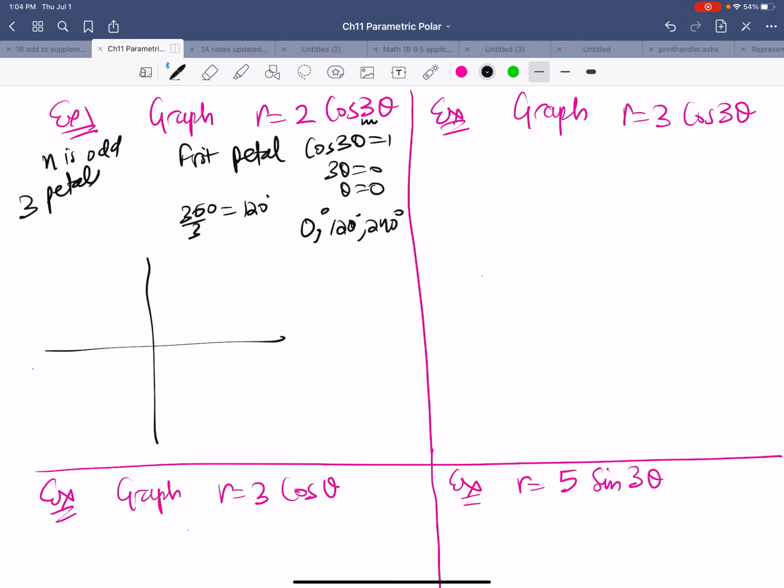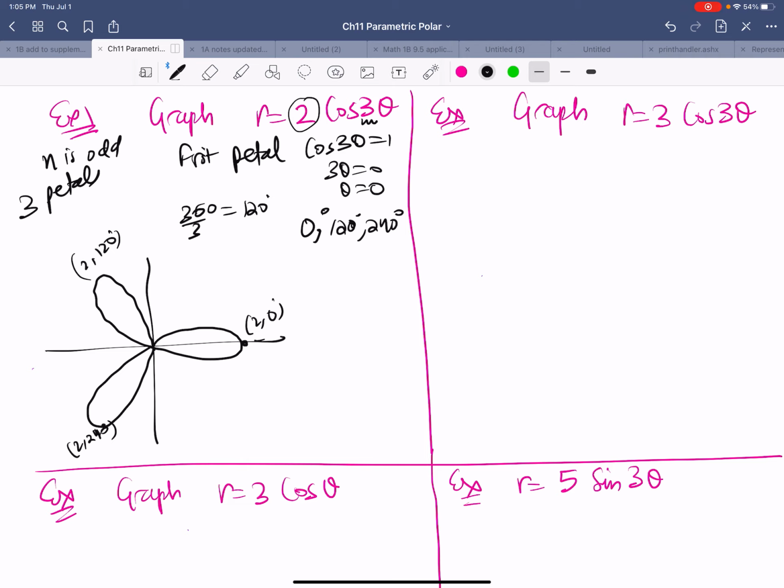So the radius is going to be r equals 2. That's going to be my max radius for my petals. So the first petal is along theta equals 0, the second is along 120, and the third is along 240. So this point is going to be, theta is 0 and the radius is 2, and this point would be theta is 120, the radius is 2. We write the r first and theta later: 2 comma 0 degrees, 2 comma 120 degrees, 2 comma 240 degrees. That would be the graph of this curve.